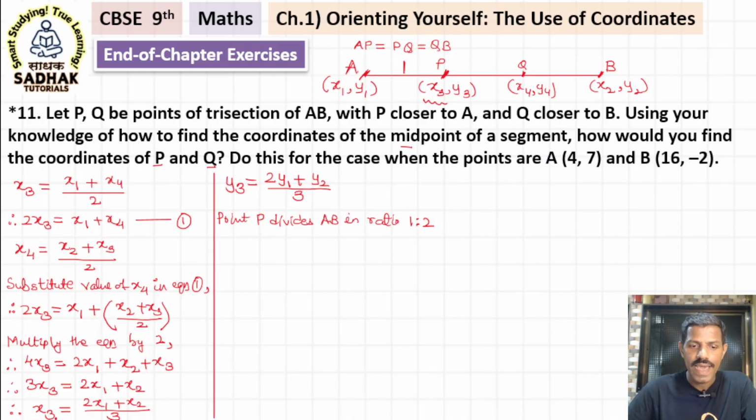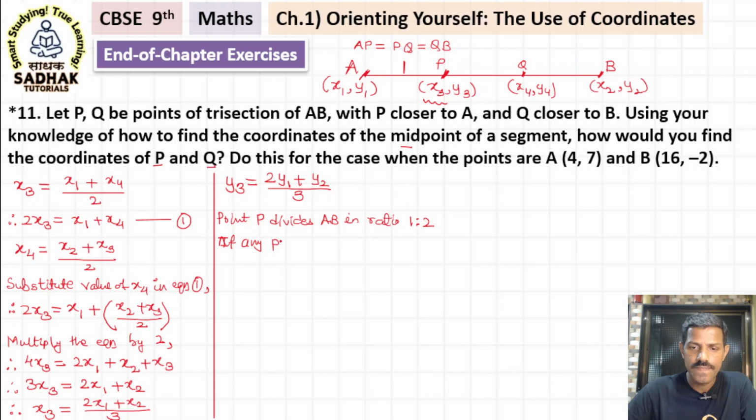So now see this 1:2, and you can try to identify here. See, x3, the x coordinate of point P, is 2 multiplied by the x coordinate of point A plus 1 multiplied by the x coordinate of point B, and 3 is actually the addition of these two, 1 plus 2. Okay, 1:2, so if we add them we will get 3.